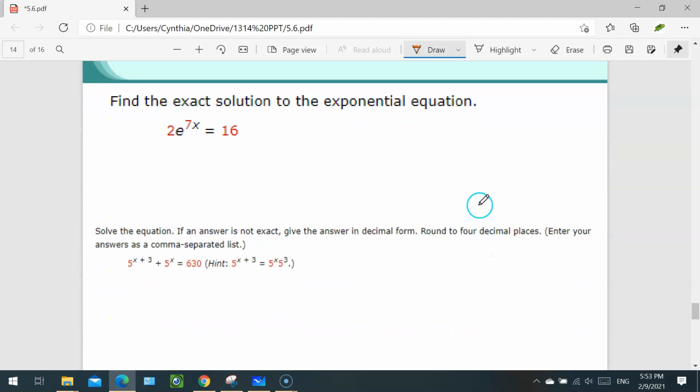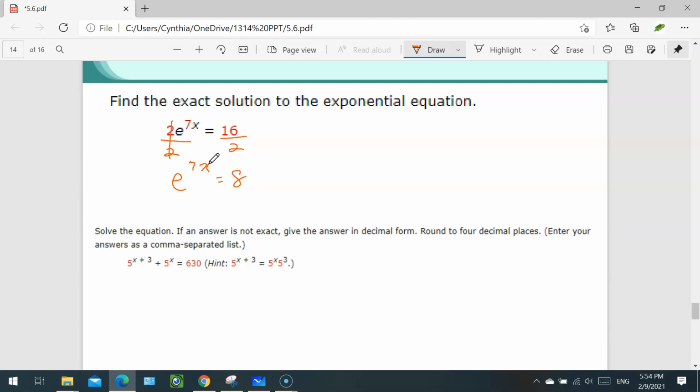Now we do some practice from your homework. Find the exact solution to the exponential equation. We need to find x. This is an exponential equation. Don't swing the 7x to the front, okay? Because you don't have a logarithm or an ln, you don't use any of the properties. The only way we can solve for x is to divide by 2 first. Now your left-hand side has e to the power 7x equal to 8.